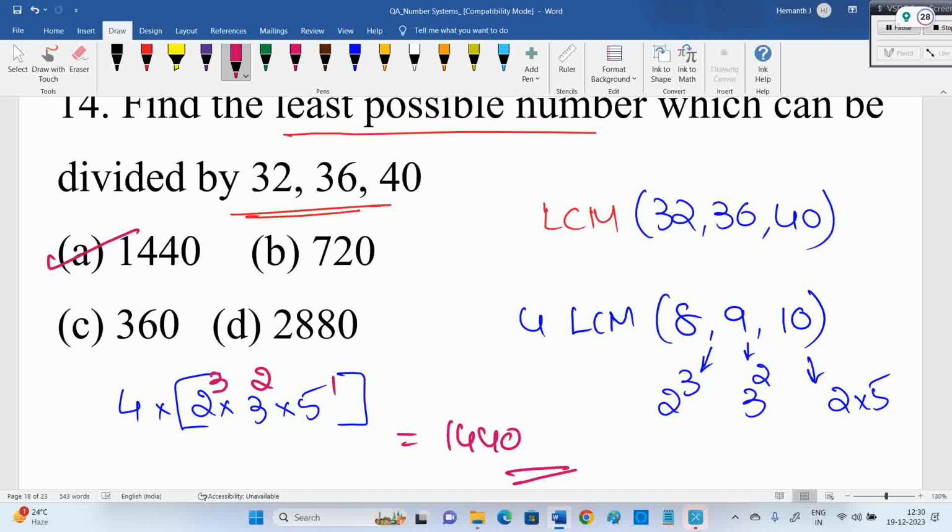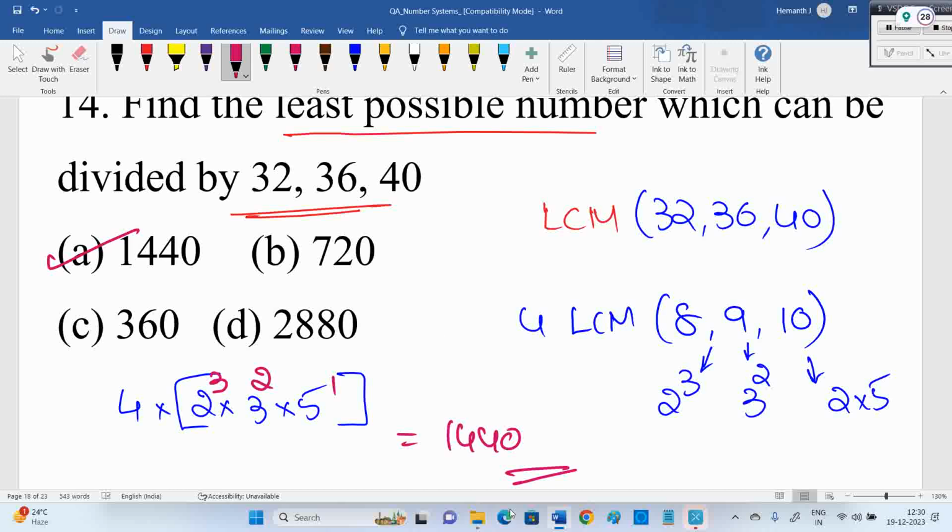If they ask you, let us say remainder 1, it means I have to add 1 extra. 1440 is exactly divided by 40. I want remainder 1 means I have to add extra 1. Let's say 10 divided by 5. 10 is divisible by 5. But I want remainder 1, so can I write 11? If I write 11 divided by 5, what is the remainder? 1. So if we want a remainder, add that extra.